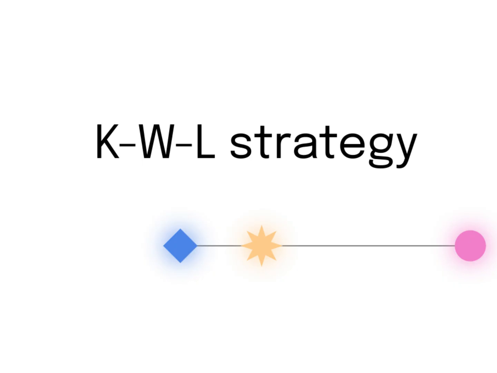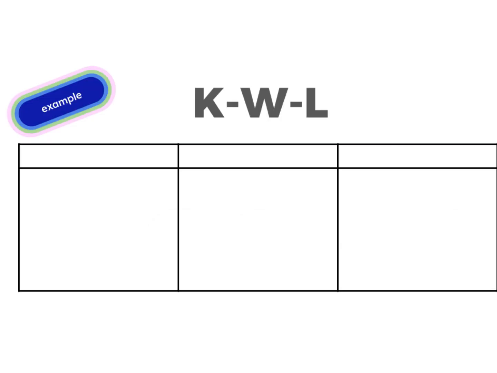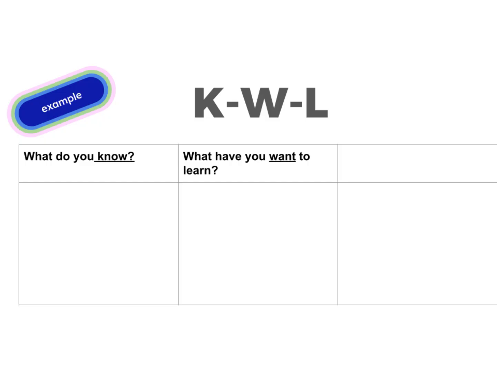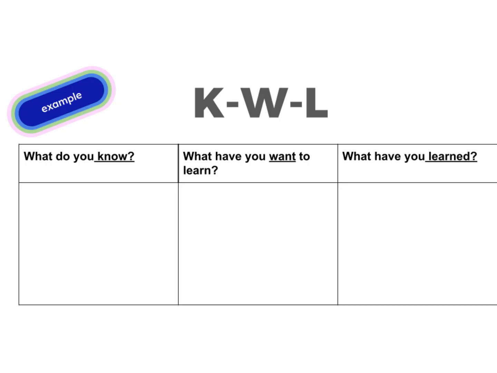Last strategy is KWL. This strategy enables the student to take more responsibility for learning the gospel truths. The teacher makes 3 columns on the board. In the first column, he or she writes, what do you know about the topic? In the middle column, what do you want to know? In the last column, what have you learned?